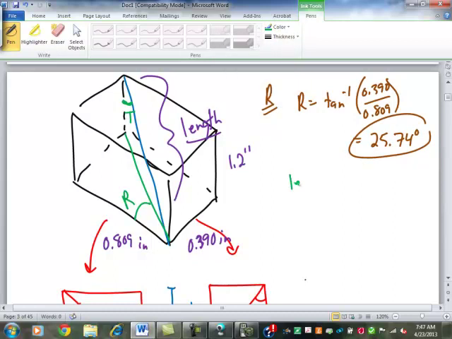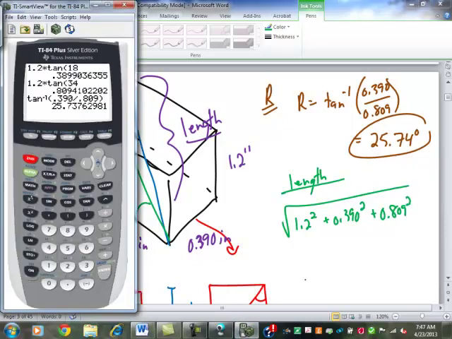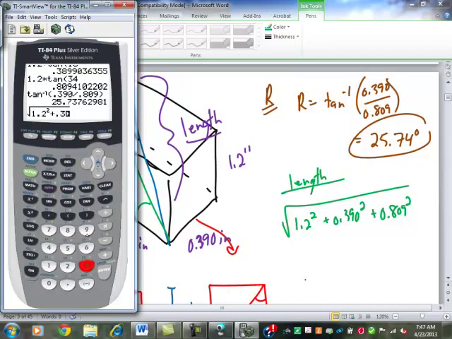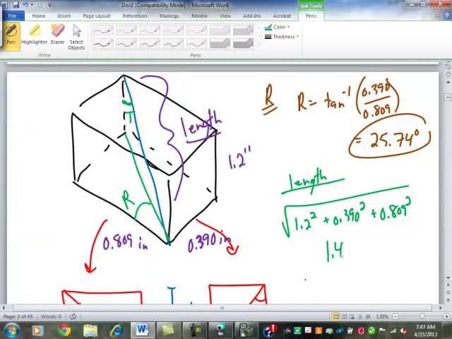I have to find the length next, which is going to be the square root of 1.2 squared plus 0.390 squared plus 0.809 squared. Which gives us 1.499 inches for the length of cut.